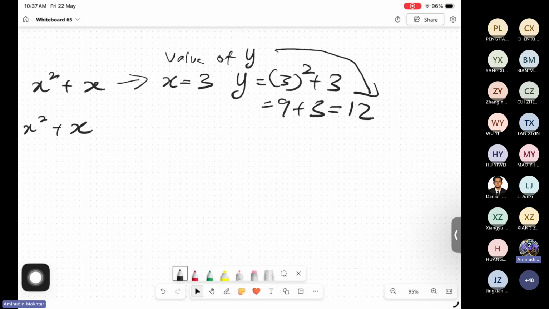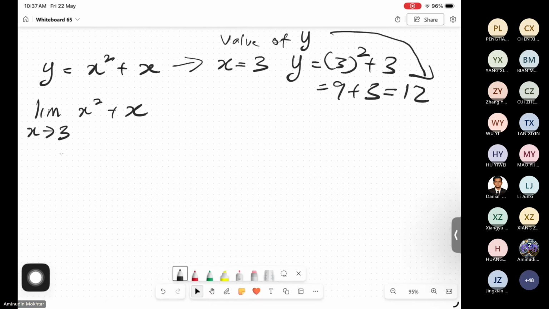That is the value of y. But in order to find the limit, we need to find the value approached by y when x approaches 3, for example. Based on the previous section, we need to identify the x, in this case x approaches 3, and then find the limit from the left and from the right. Or we must draw a graph, and from the graph we can identify the limit.